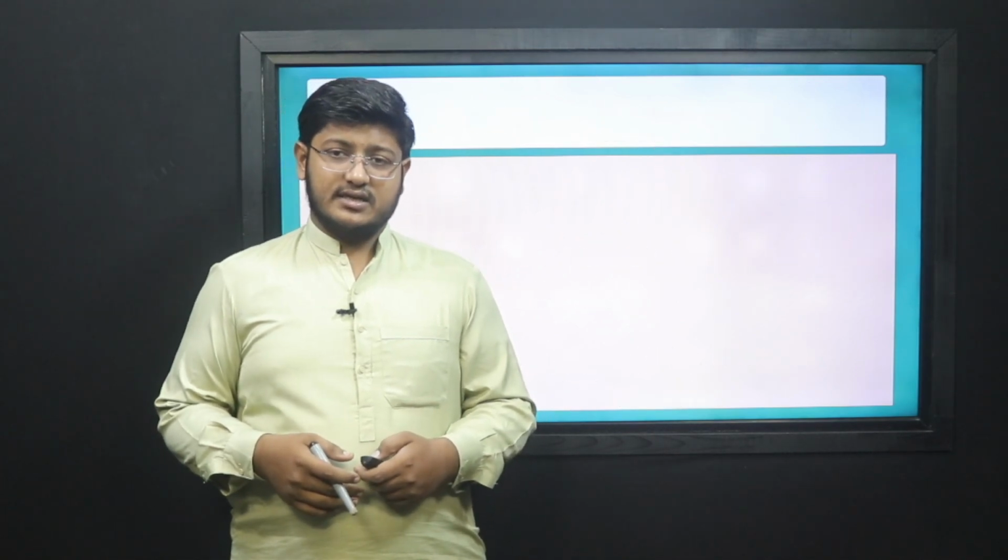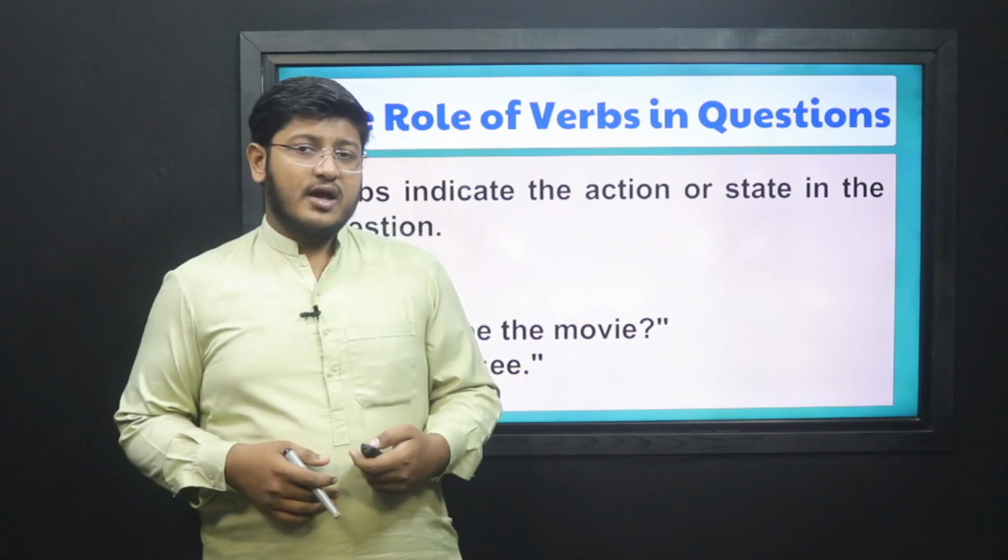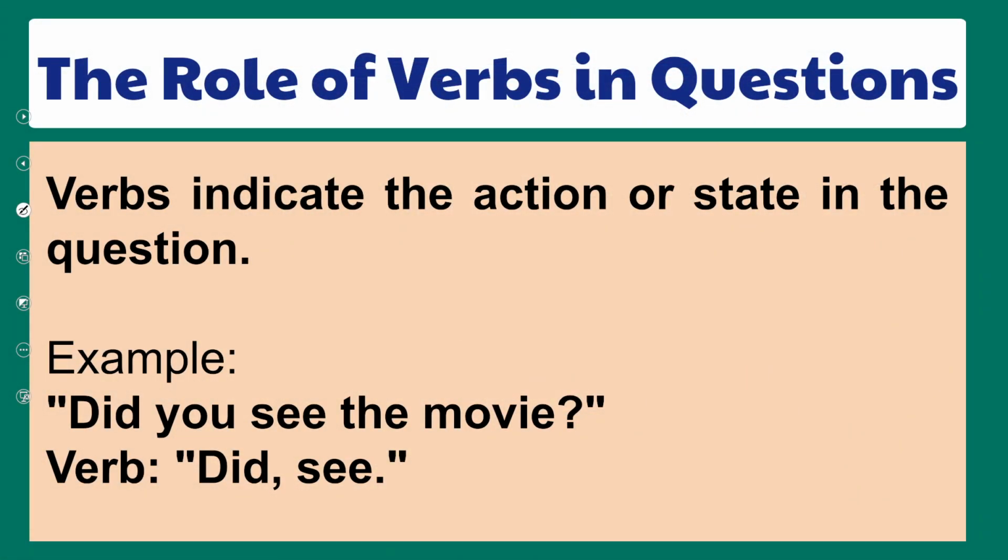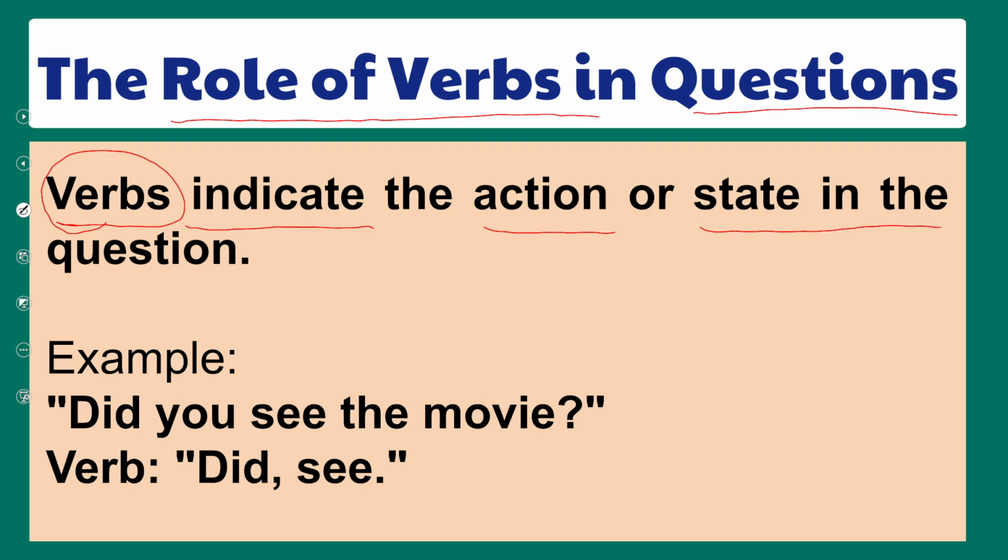So let's go further. We have the second step. What is the second step? The role of the verb in the question. Verbs indicate what is done in the question, because the second step is to identify the verbs. Verbs are actually considered as action words. So verbs indicate the action or a state in the question.